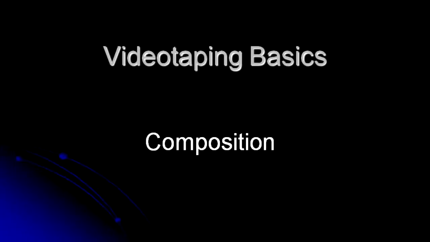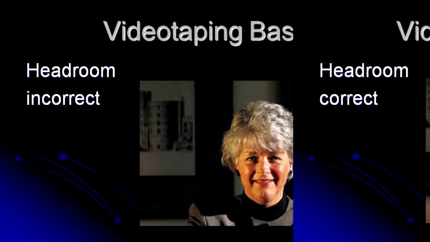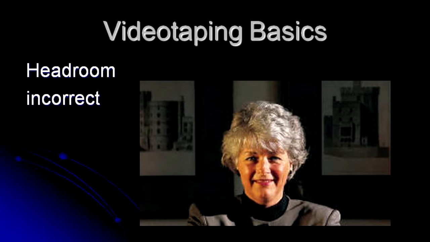Let's talk about composing an image properly, so it doesn't become distracting to the viewers. In this example, the headroom framing is correct. You see the top of the head is just below touching the top, but it's not. Here, the headroom is incorrect because there's too much headroom, meaning too much space from the top of the head to the top of the frame.